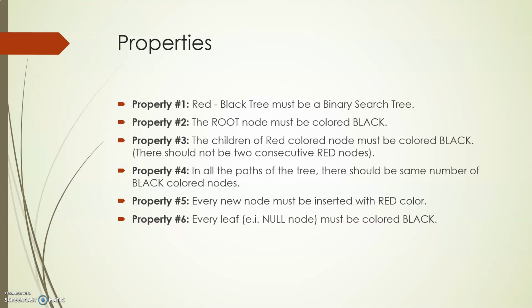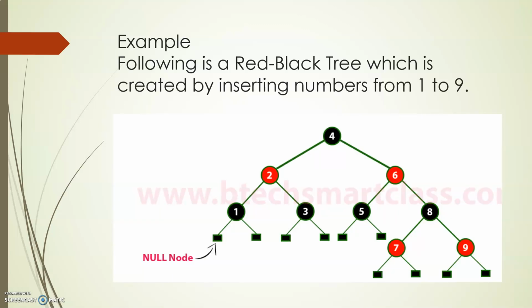And property 5 says every new node must be inserted with the red color. So when you're inserting a node into an existing tree, it will be painted red. Property 6 says every leaf must be colored black. That is, a null node must be colored black. So those are the properties of a red-black tree which have to be satisfied to call it a red-black tree. This is an example of a red-black tree.